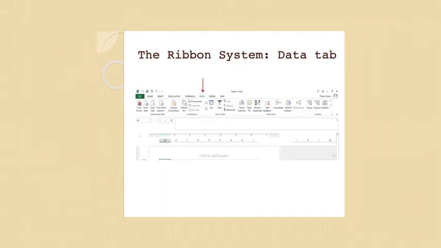The Data tab is especially useful when you have a lot of information you're trying to sort out or filter, or if you're bringing in information from different sources like the web or from other documents, other programs that Microsoft Office has.